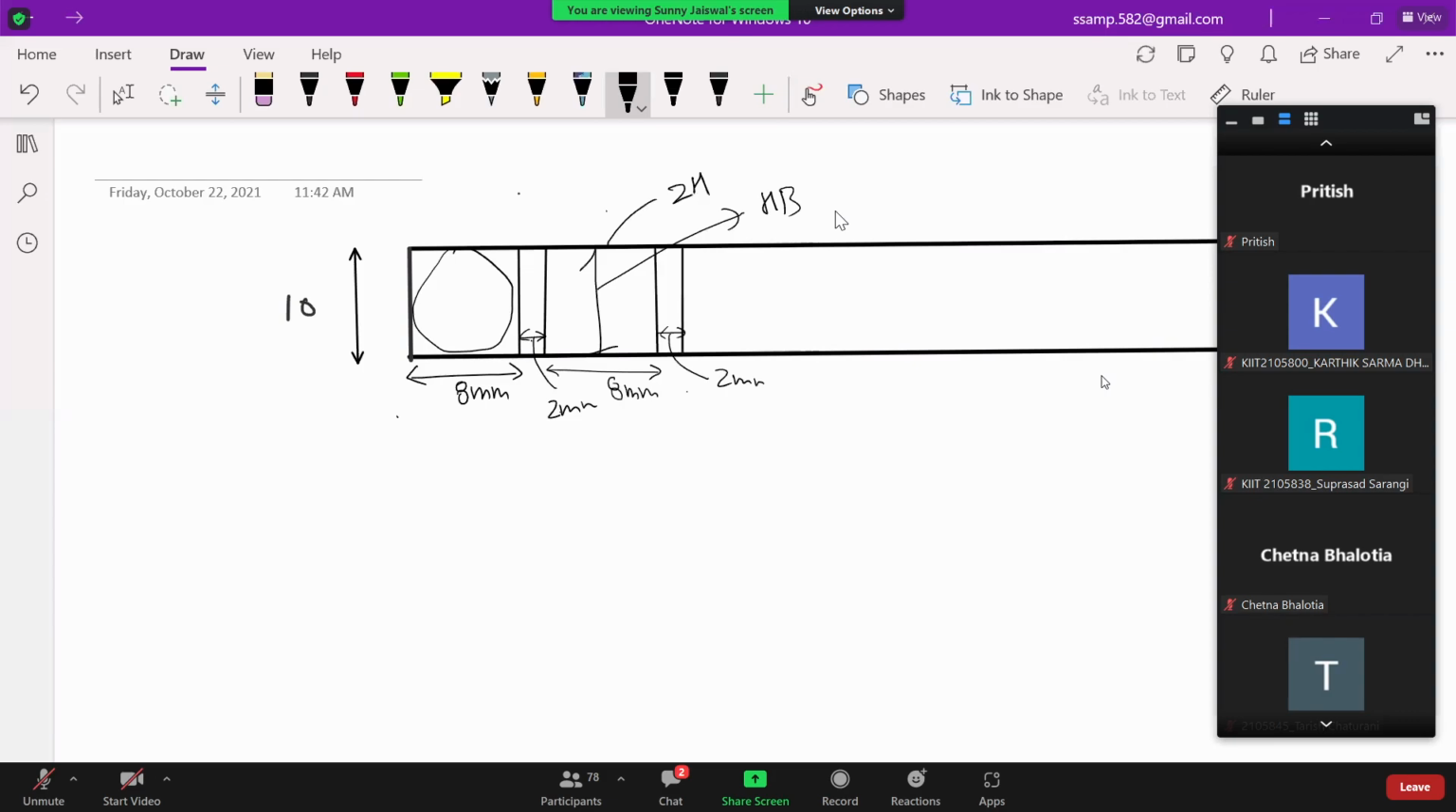Do you know what H and B are? H stands for hardness. If 1H, 2H, 3H, the hardness will increase. HB means hardness and blackness both will be there. So I think you can do this now. This is very simple. Today's exercise is very simple. 0, then 8, again 8 mm.